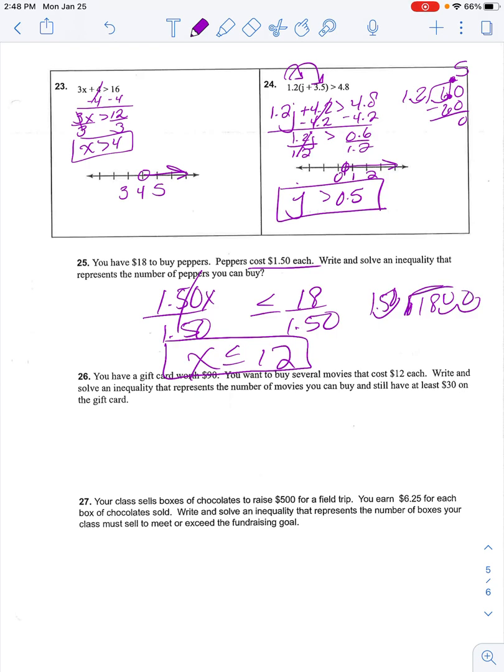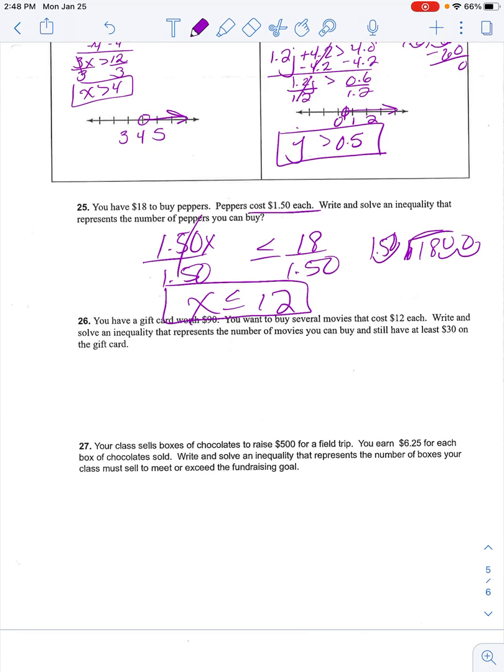You have a gift card worth $90. You want to buy several movies that are $12 each. Write and solve an inequality that represents the number of movies you can buy and still have at least $30. At least meaning greater than or equal to 30 on the gift card.